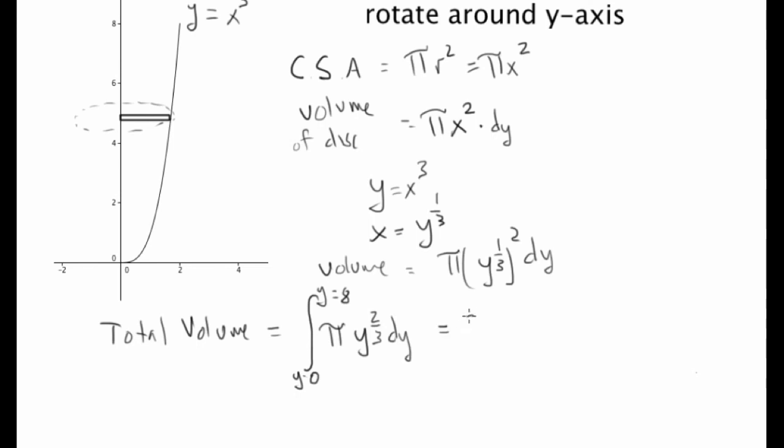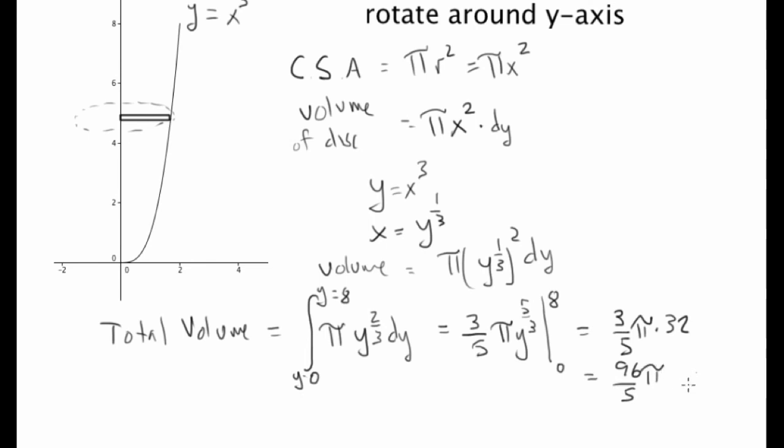This now becomes 3/5 pi times y to the 5/3. We're evaluating this from 0 to 8. That 0 doesn't really give us anything, so this results in 3/5 times pi times 8 to the 5/3. The cube root of 8 is 2. 2 to the 5th is 32. So our final answer there will be 96/5 pi, and then units cubed, whatever our units happen to be.